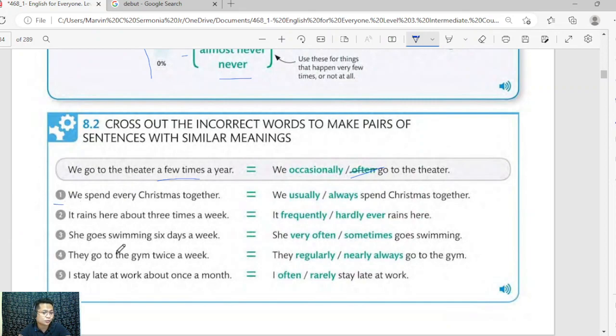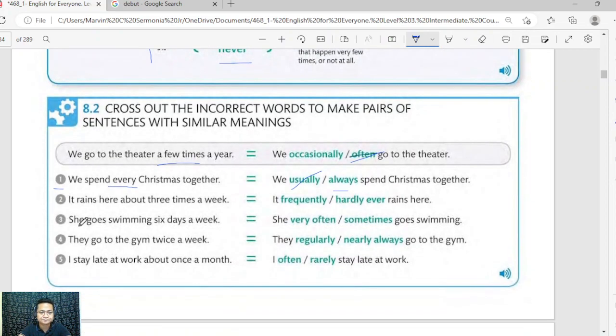What about number one? Would you like to try number one? Which adverb of frequency do you think should be crossed out? The answer is you have to cross out the adverb usually. Well, why is it the erroneous answer? It's because we make use of the word every here, which means that it never misses. Like you spend every Christmas, it's every year. So we always spend Christmas together.